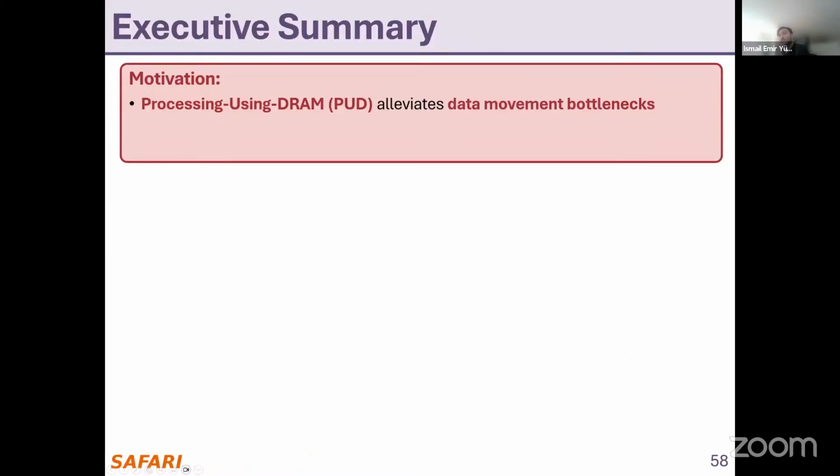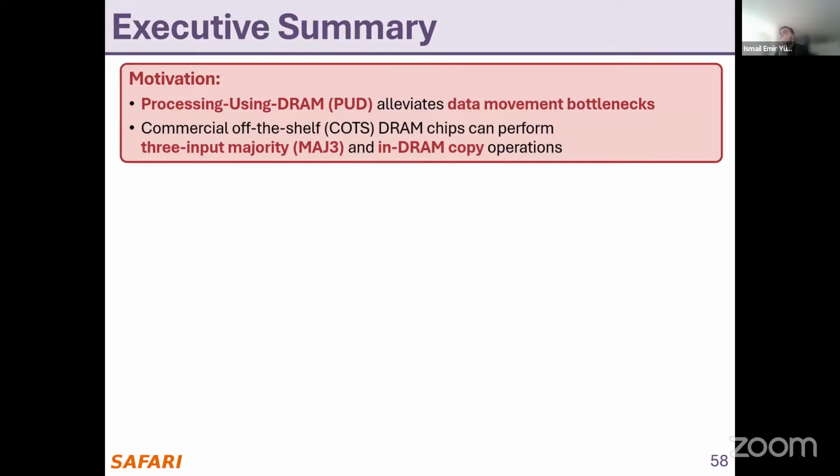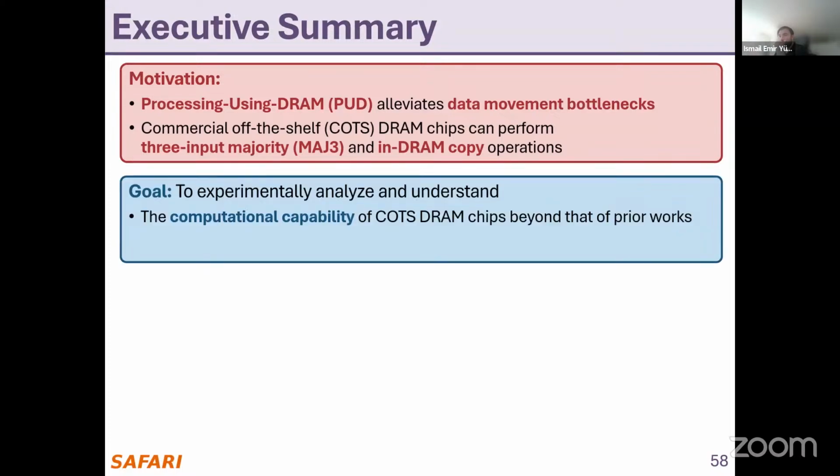Again, our motivation is that processing using memory, or processing using DRAM, alleviates data movement bottlenecks. And off-the-shelf DRAM chips can perform MAJ3 and in-DRAM copy operations. In this paper, our goal is to experimentally analyze and understand the computational capability of off-the-shelf DRAM chips beyond the prior works, and the robustness of such capability under various operating conditions.